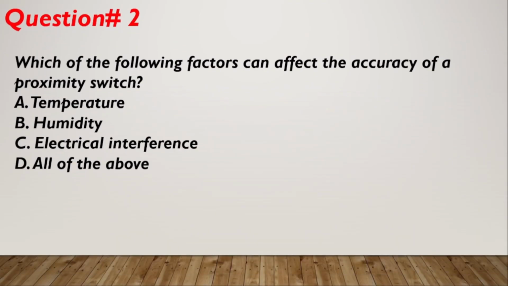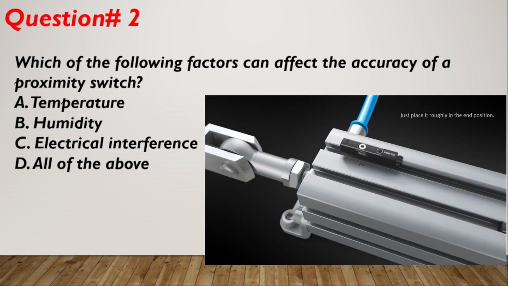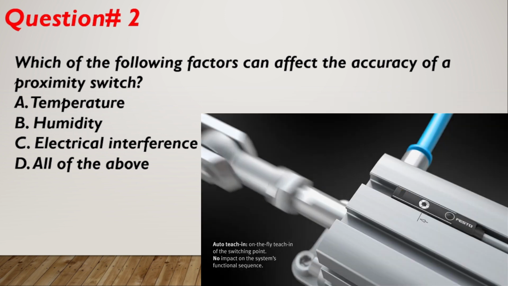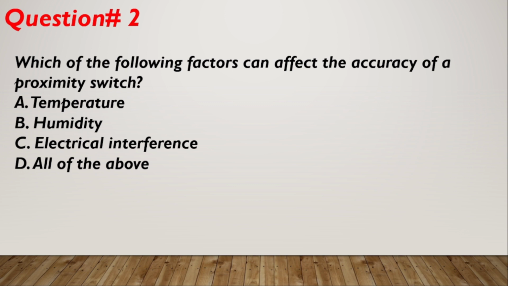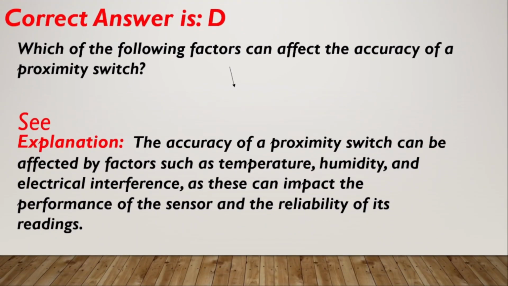Question number 2. Which of the following factors can affect the accuracy of a proximity switch? A. Temperature, B. Humidity, C. Electrical interference, D. All of the above. Correct answer is D. All of the above.